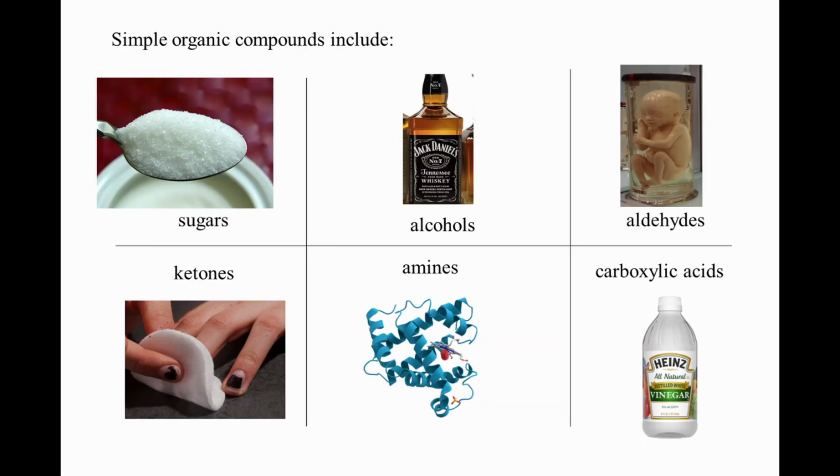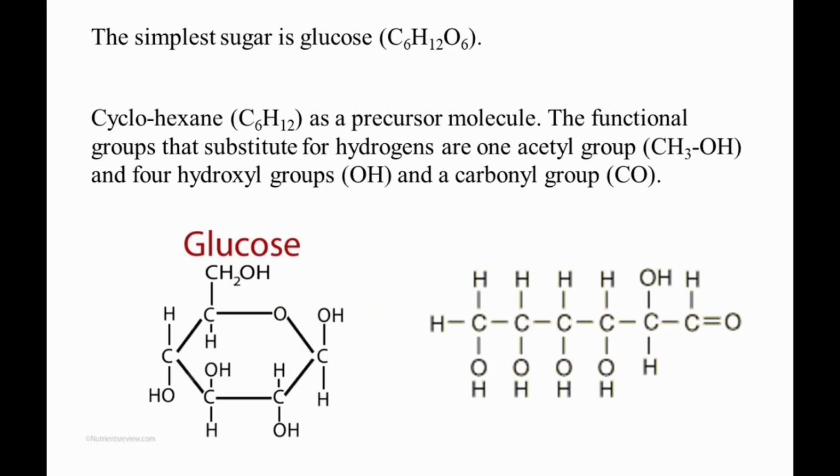Now that we see the importance of carbon rings and the functional groups that can alter their properties, we can look at simple organic compounds that we might encounter in organic chemistry and in biochemistry. The simple organic compounds include sugars, alcohols, aldehydes, ketones, amines, and carboxylic acids. The first molecules we want to look at are the sugars.